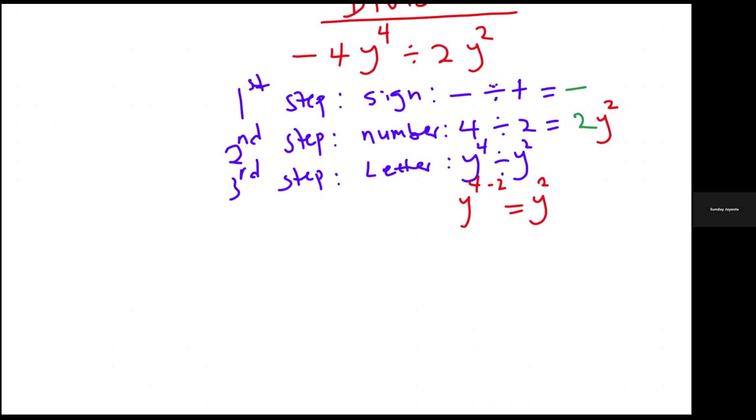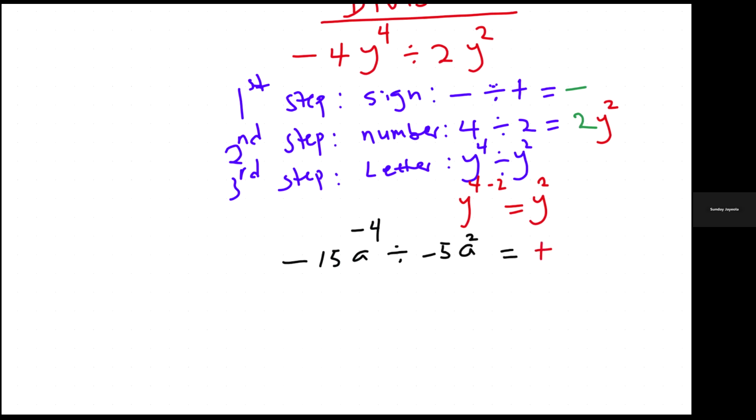Another example now, if I said negative 15a raised to power negative 4 divided by negative 5a raised to power 2, what will it be? Negative divided by negative, what will it be? That is positive. So let's make use of the steps I've written above.